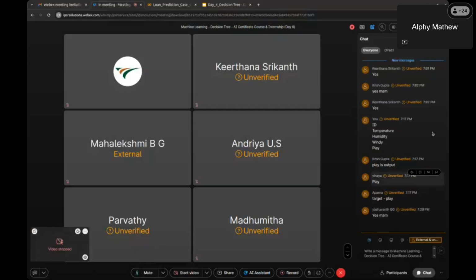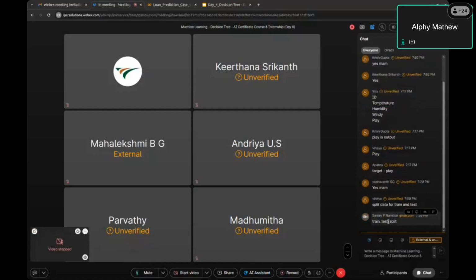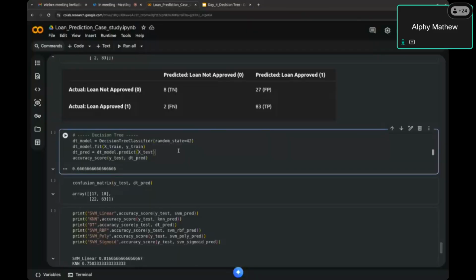I will give a clue: we have used random state in the pre-processing steps. In which pre-processing step have we used the random state? Yes, Vinaya, very good. Splitting the data into training and testing sets. Yes, train_test_split. Sanjay, correct. Yes, there we have seen this random state. In decision trees also we have random state. Then why does a decision tree need the random state? We need to understand that.